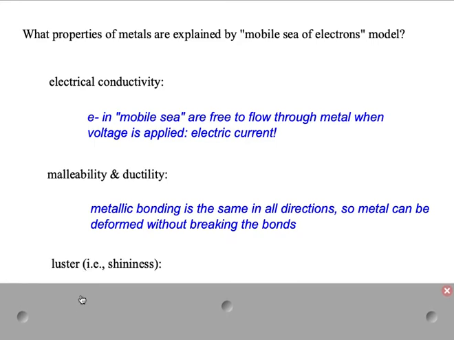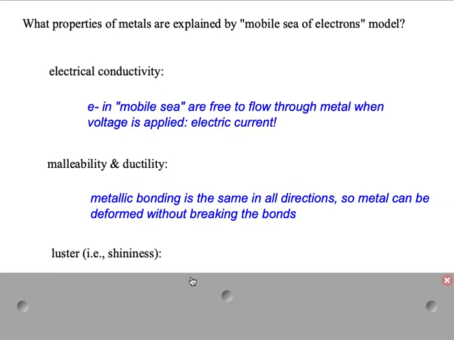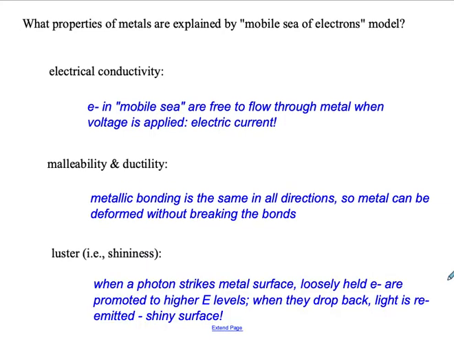The final property is luster or shininess. Metals are all shiny. Why is that? Well, we can explain that with the same model. When a photon strikes the metal surface, the electrons at the surface atoms, which are only very loosely held, are promoted to higher energy levels. When those electrons drop back down, they re-emit that light, which we observe as the shiny surface of the metal. So when you look at a piece of metal and you see it shiny or lustrous, what you're seeing are electrons being promoted, dropping back down, and re-emitting photons.